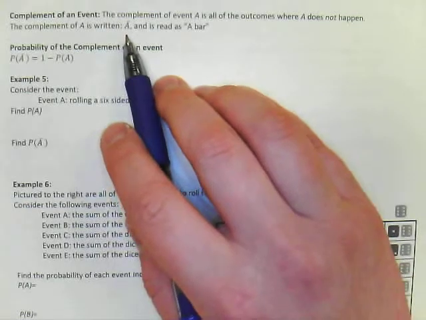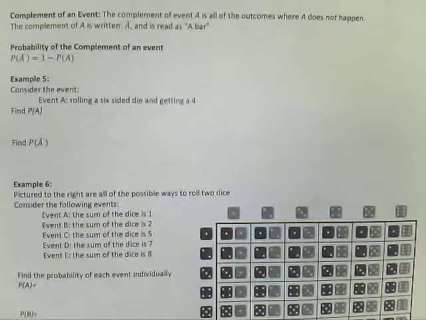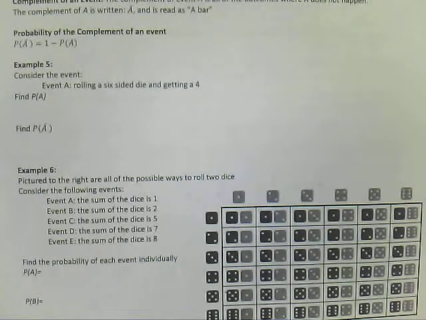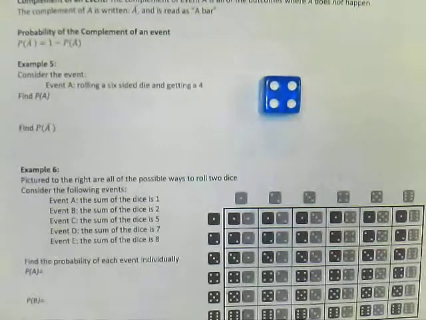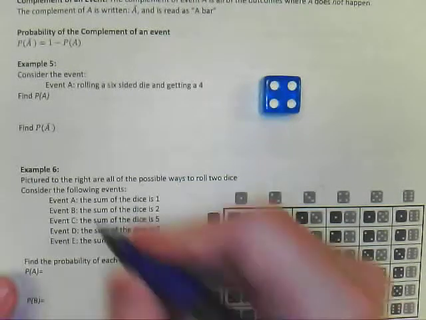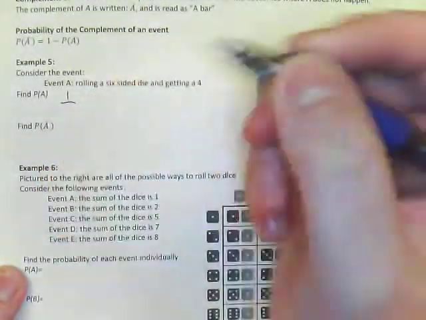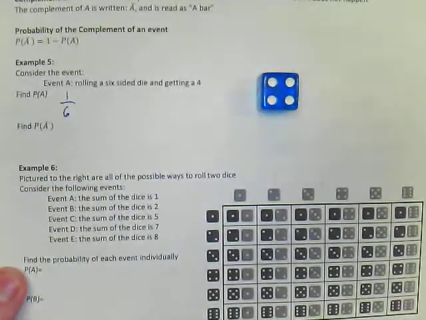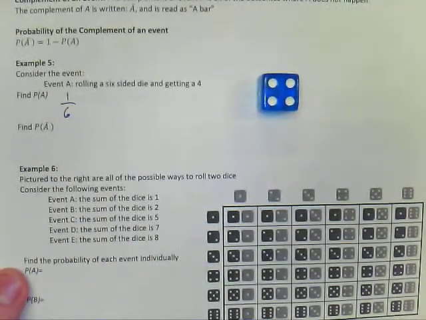So in the context of probability, A bar is not the average, but it is the complement of event A. It means the probability of event A not happening. Let's look at the event of rolling a six-sided die and getting a 4. We're going to take this six-sided die, roll it, and see if we can get a 4. There's one way to get a 4 out of the possible 6, so the probability of event A is 1 out of 6.